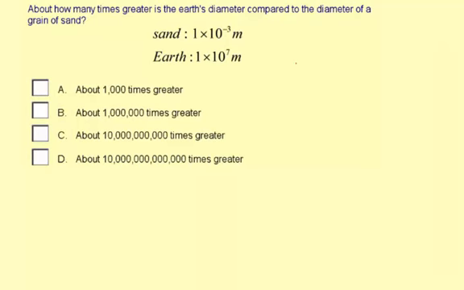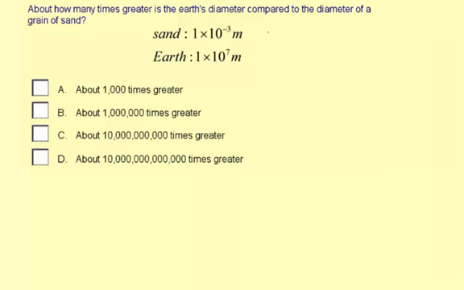How many times greater is the Earth's diameter compared to the diameter of a grain of sand? And here we're given the diameters. Sand is 1 times 10 to the negative 3 meters. Earth's diameter is 1 times 10 to the 7th meters. So we want to know how many times greater is the Earth to the sand.